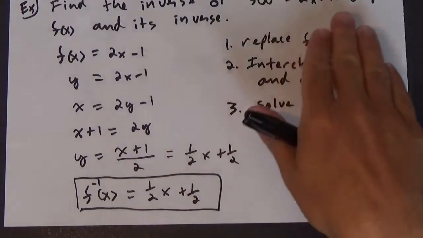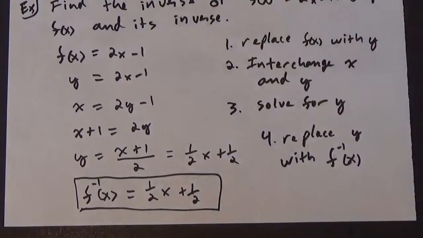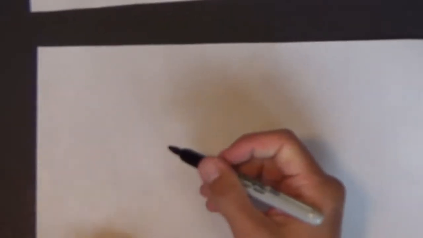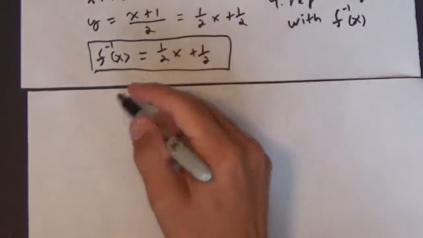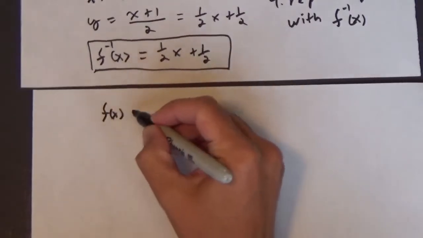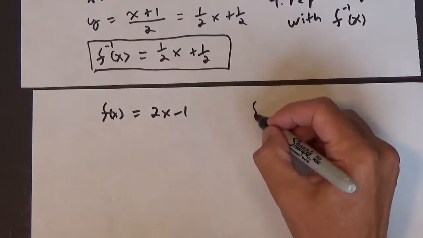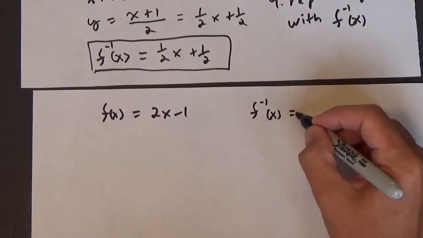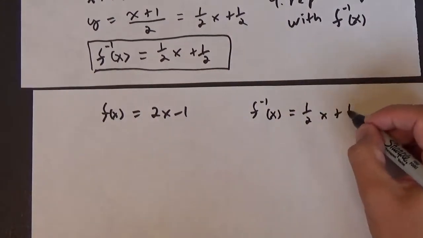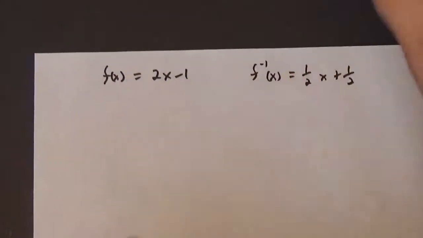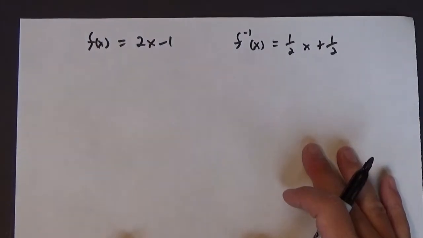All right, so next we've got to graph the inverse. So let's go ahead and get a new piece of paper. I'll write the functions down again. We have f of x equals 2x minus 1, and we have f inverse of x equals 1/2 x plus 1/2. So there's our two, the original function and its inverse.